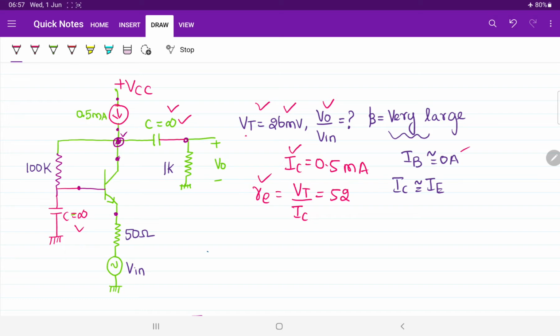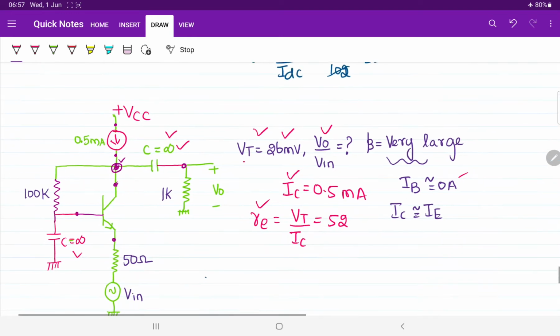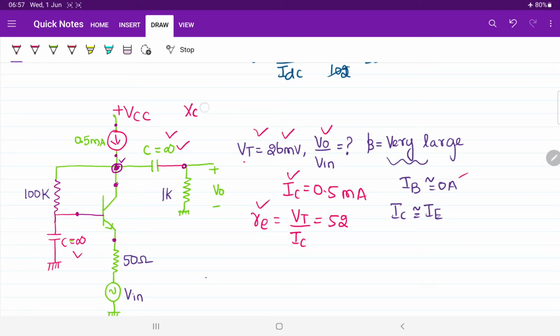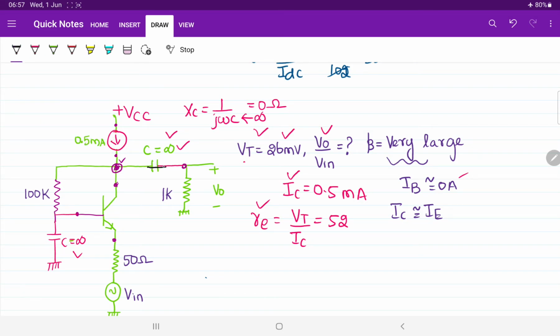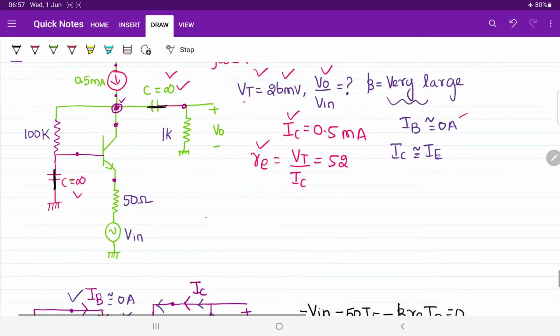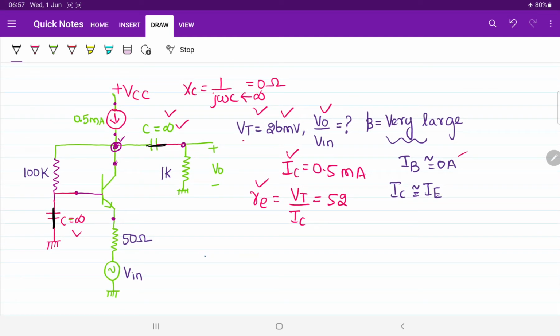When capacitor is approaching infinity, what is the value of the reactance? The reactance Xc is equal to 1 upon j omega C. When C is approaching infinity, reactance will become 0. Reactance 0 means capacitors will get short circuited. So you can replace the capacitor by a short circuit. Similarly here also, I am shorting the capacitors. Now after shorting the capacitors, shall we start doing AC analysis? If you do the AC analysis, this capacitor will get short circuited.